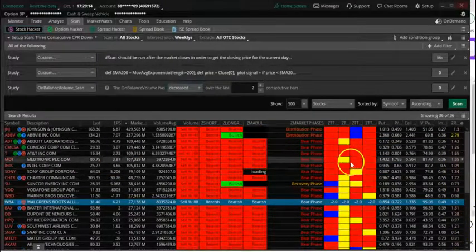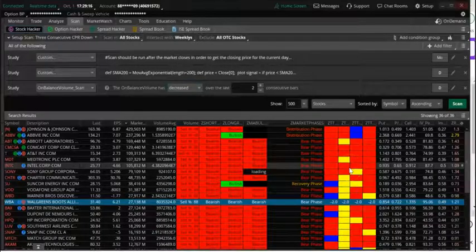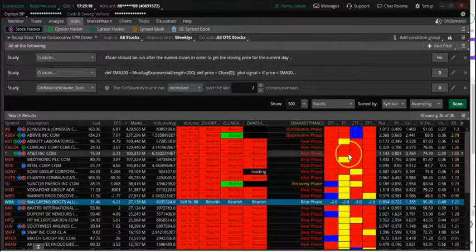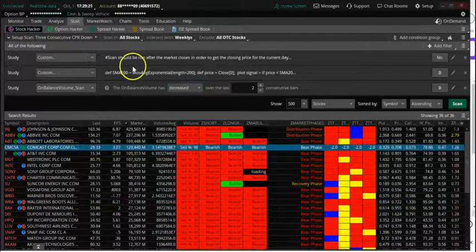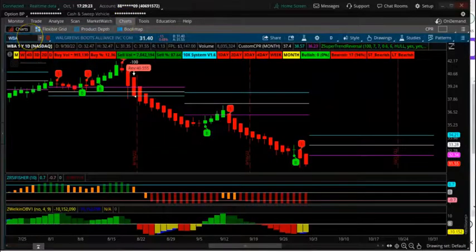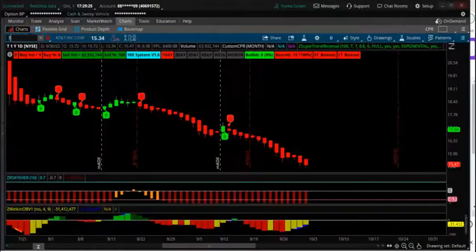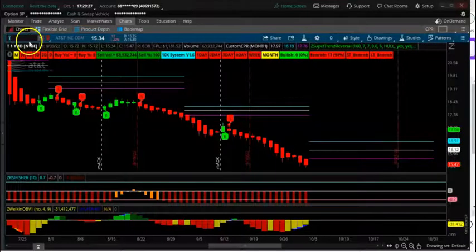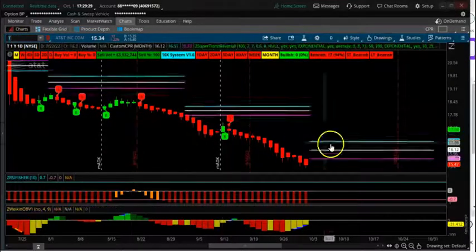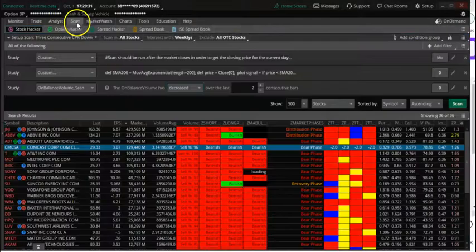Okay, T. Okay, T-Mobile also is negative. Okay, downtrending. Scan.